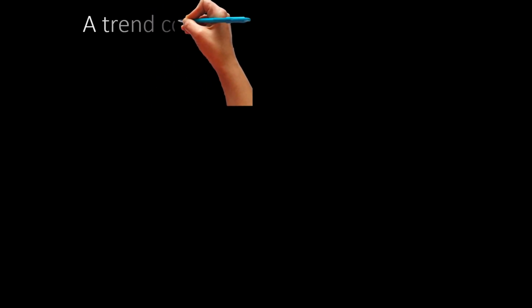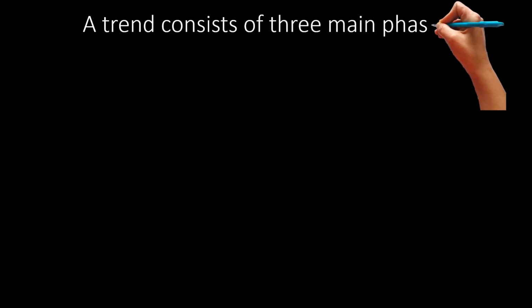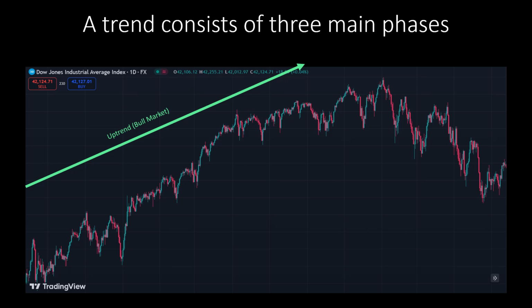The second law states that each trend consists of 3 main phases. In an uptrend, there is an accumulation phase wherein major investors begin purchasing the asset from the small players and make the price stable for a considerable amount of time.